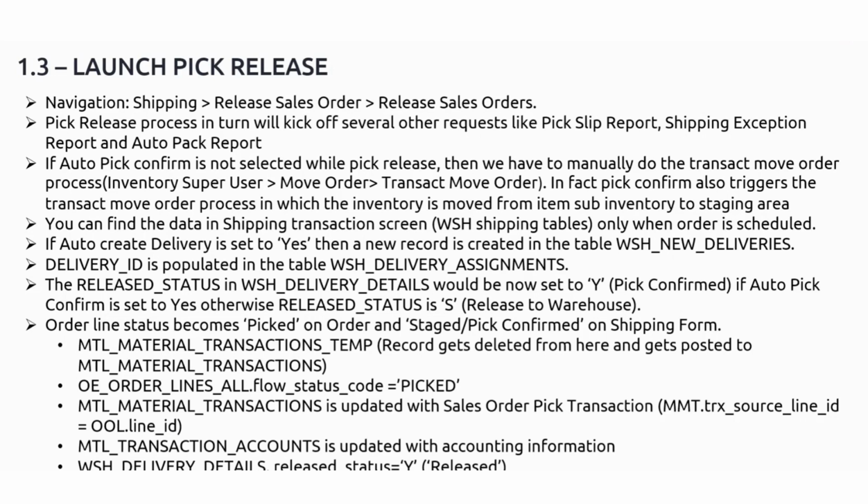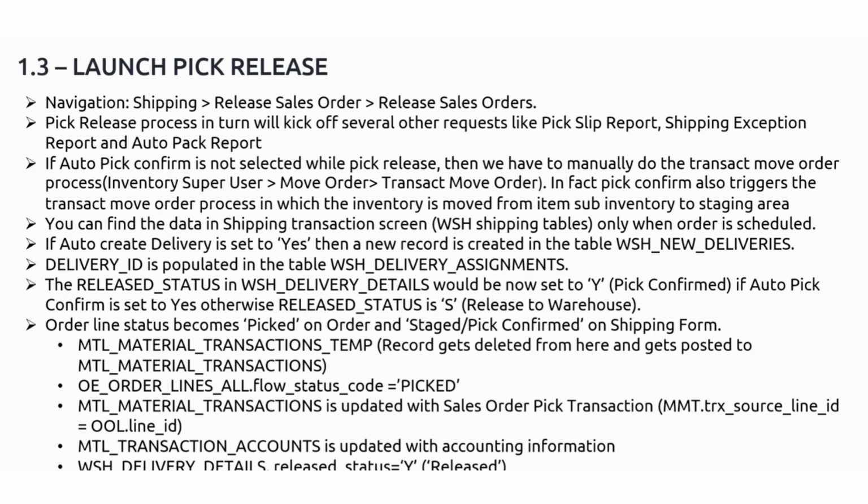And on the shipping form, if you go, there are two forms. One is for the launch pick release, and the other one is the shipping form. So in the launch pick release, as soon as you release that particular item from sub inventory to your warehouse, the order line will become picked, but the delivery line status will be pick confirmed.